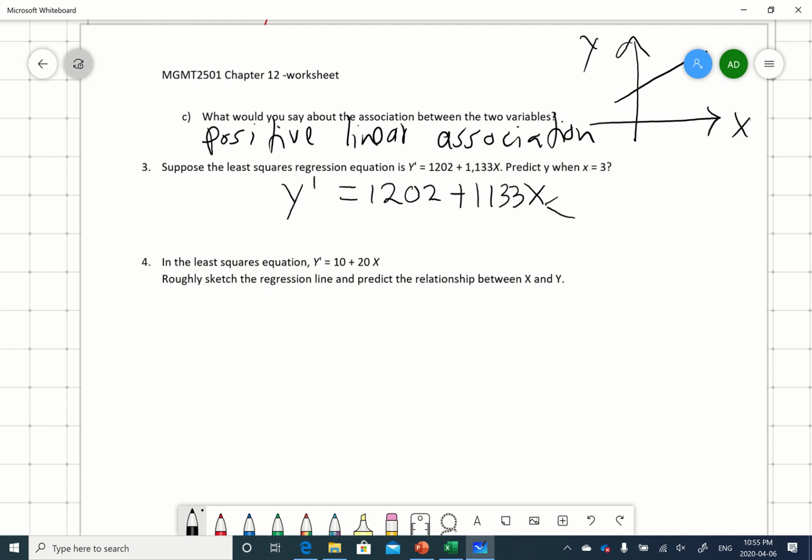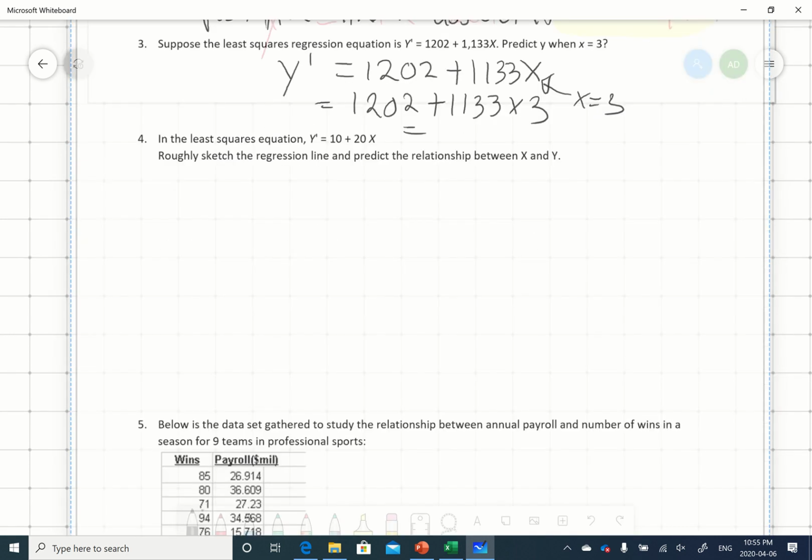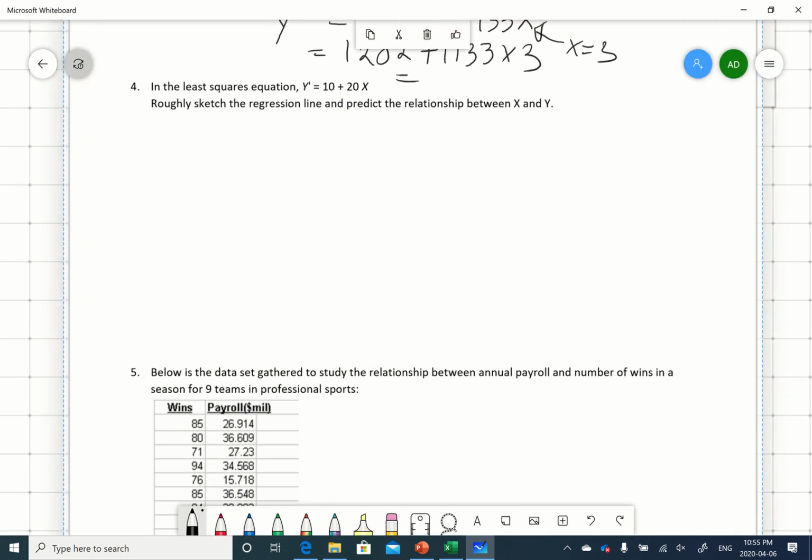So all you have to do is you just plug x equals 3 into the equation. So 1202 plus 1133 times 3. Okay. Simplify and get the predicted value. Very easy. Number 4.